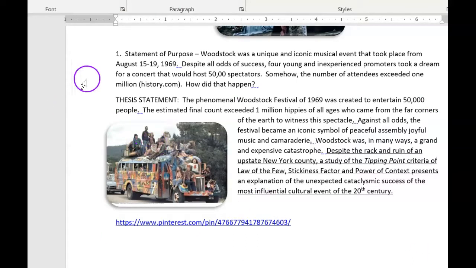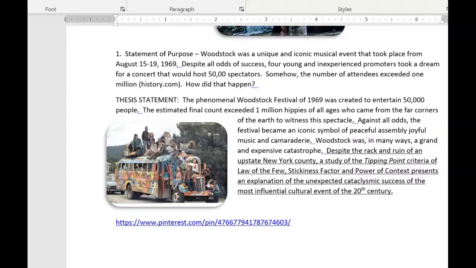Thesis statement. Now, there are always sentences leading up to the thesis statement. It's never like the first sentence. So, here we go. The phenomenal Woodstock Festival of 1969 was created to entertain 50,000 people. The estimated final count exceeded 1 million hippies of all ages who came from the far corners of the earth to witness this spectacle. Against all odds, the festival became an iconic symbol of peace, assembly, joyful music, and camaraderie.